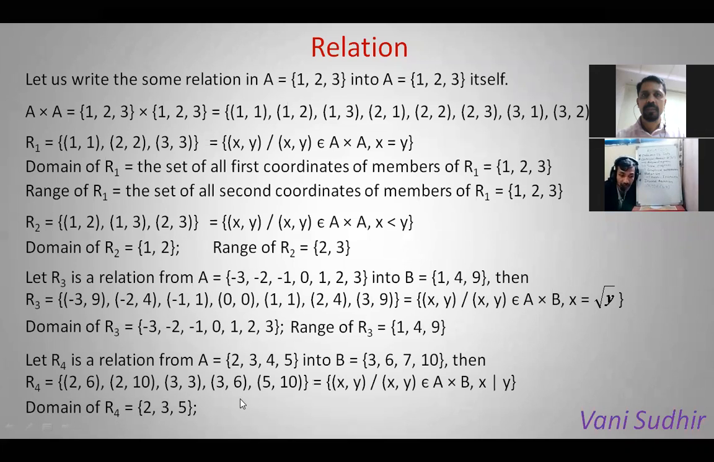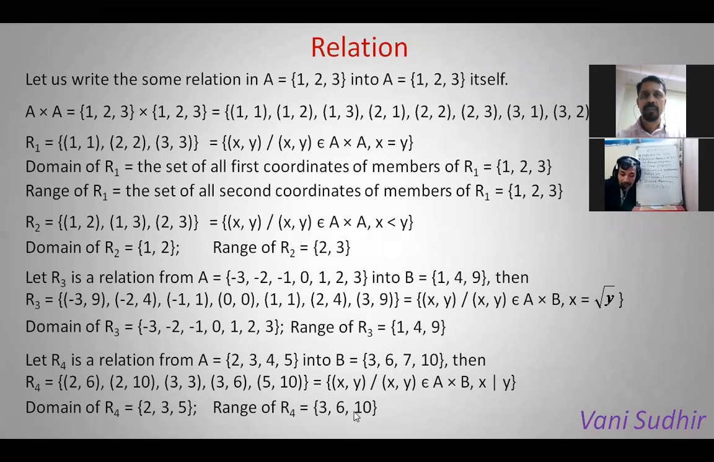Here the domain, if you take the first coordinates of all ordered pairs, you have 2, 3 and 5. And the range, if you take the second coordinates, what all are you having? 6, 10, and 3. See here what is missing? In the domain we are missing 4. Why? Because 4 cannot divide any of these numbers, see.